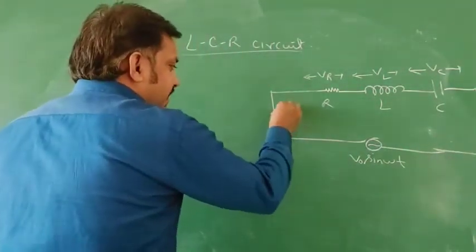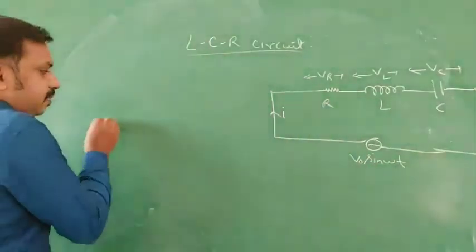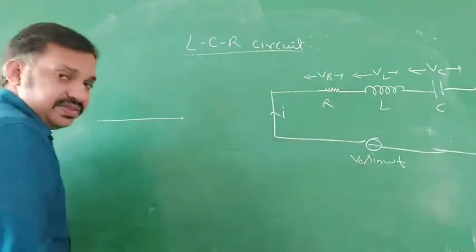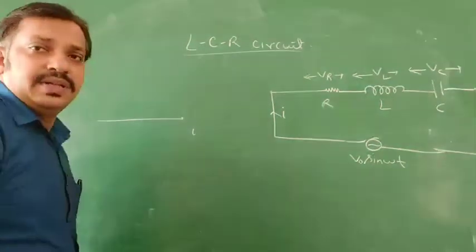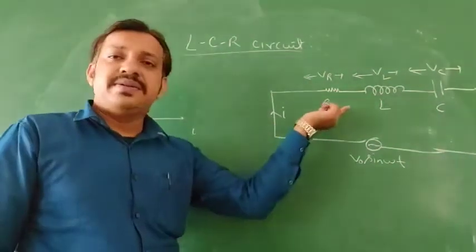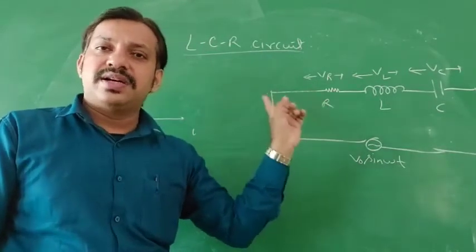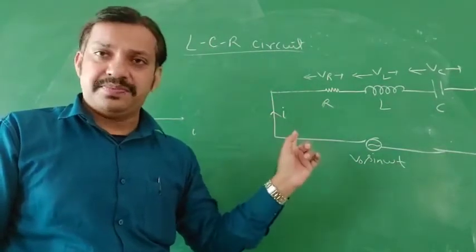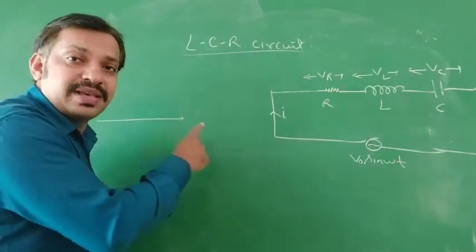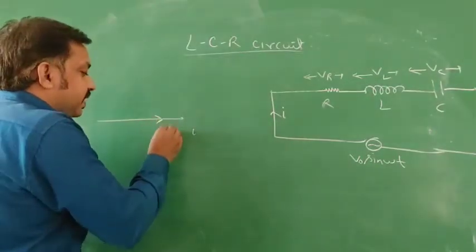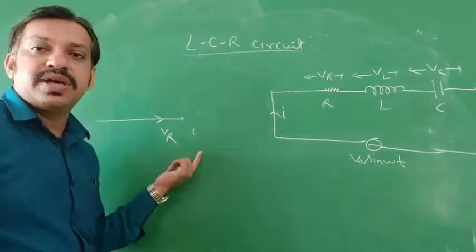At any instant of time, the current is I and the applied voltage is V naught sine omega t. Suppose this is the current reference axis. For VR, the voltage across the resistor, we know that in a purely resistive circuit the current and the voltage are in the same phase. Because this is the current axis, the voltage is also along the same axis. So I am considering this as VR, because voltage and current are in the same phase.